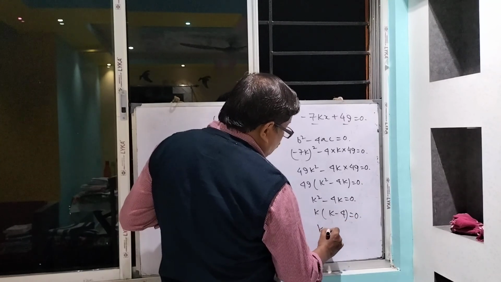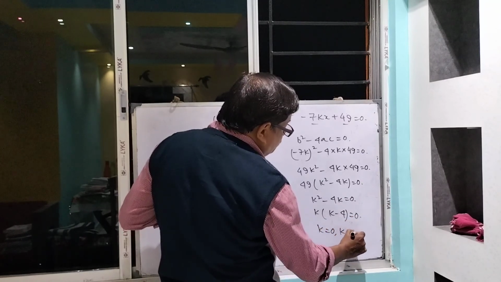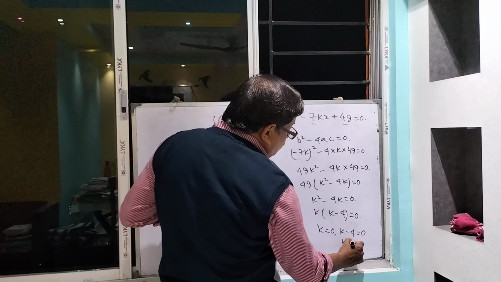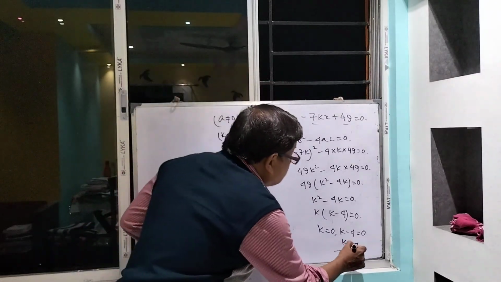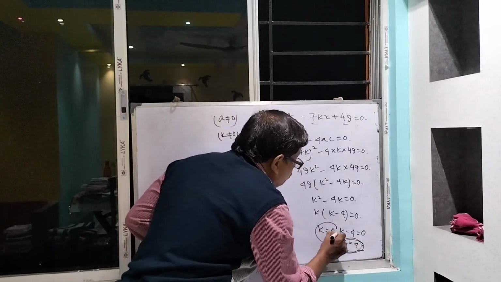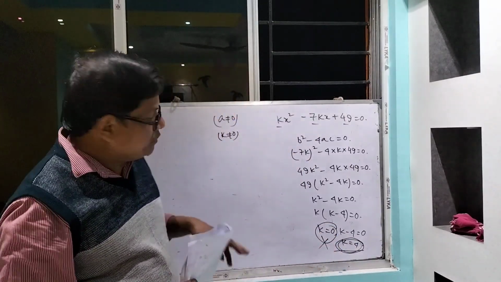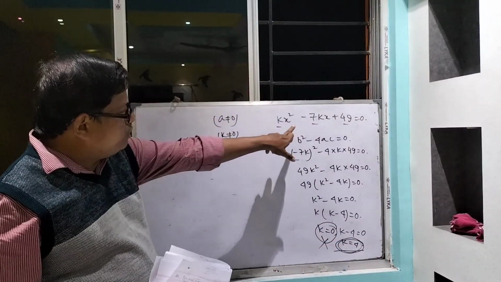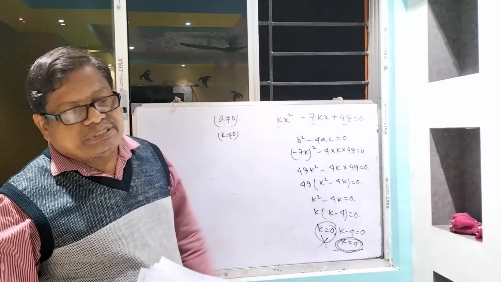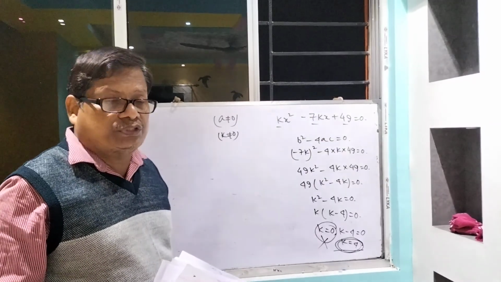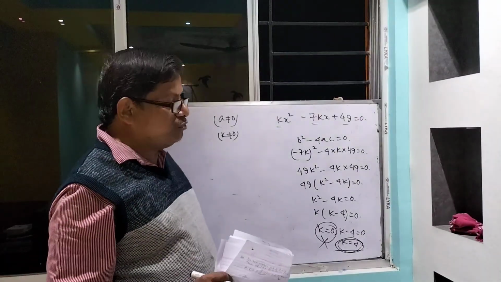So we are getting k equal to 0 or k minus 4 equal to 0, that is k equal to 4. Two values are coming, but we take only this value, we will not take this value. Why? See, k not equal to 0 because in a quadratic equation the coefficient of x square is always not equal to 0, that is k not equal to 0.